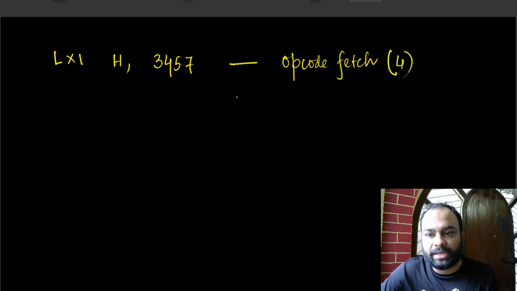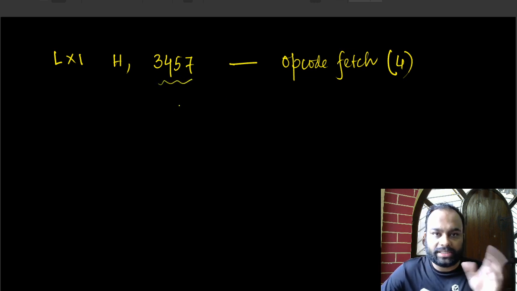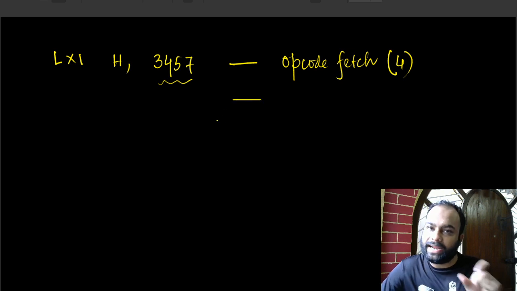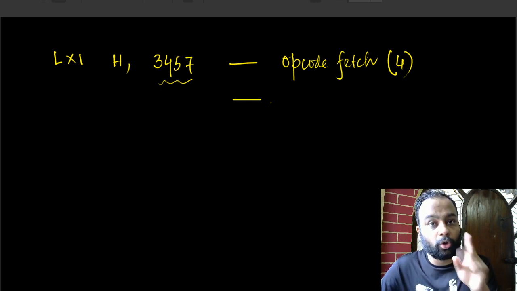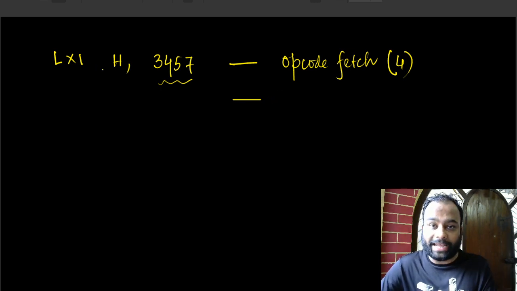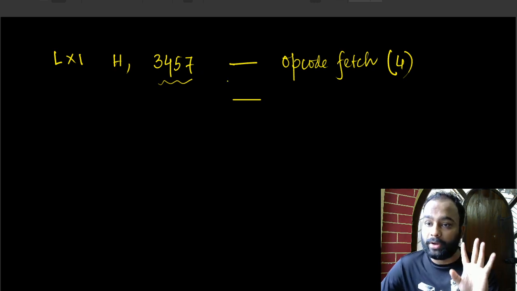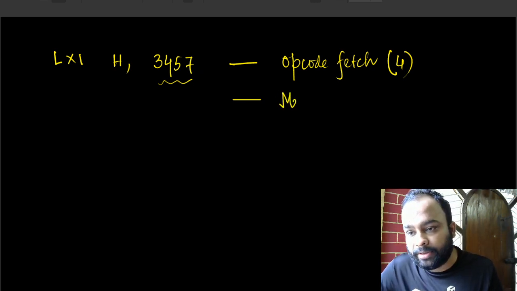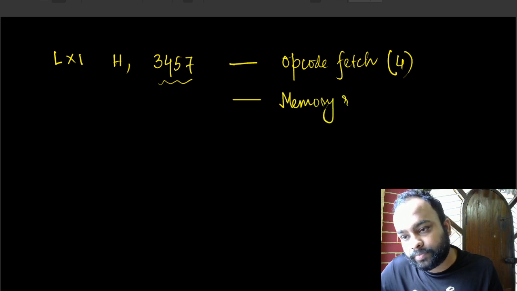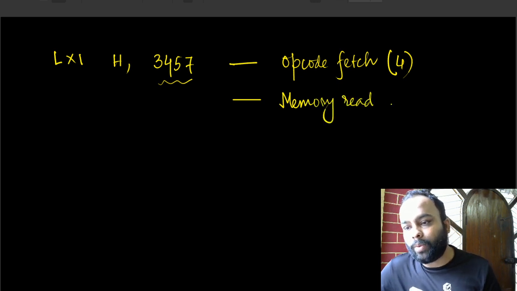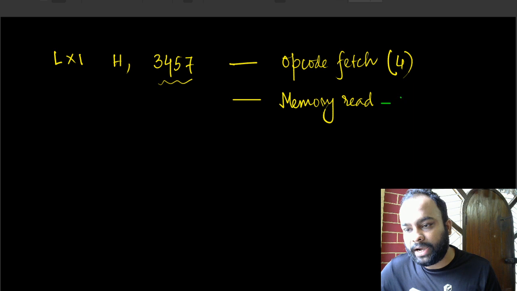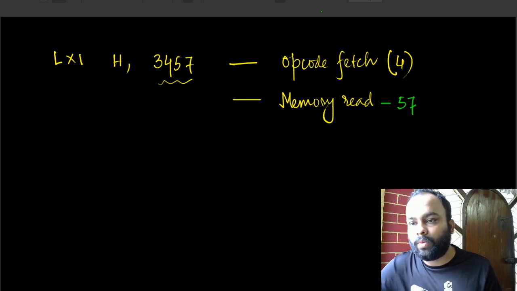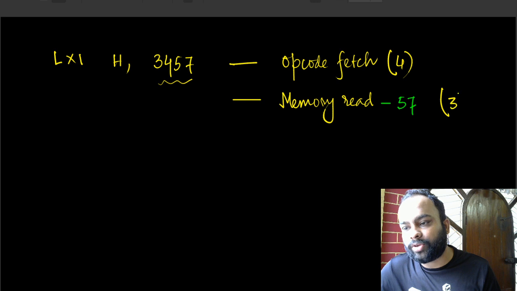So the next thing it will do is to read this entire data, which is 16-bit data. Now 16-bit data is read in 2 steps. First the lower order byte is read and then the higher order byte is read. So it will do 2 memory reads. So LXI, after the opcode fetch, does 2 memory reads, right? So it will do a memory read. What does it read? It reads 57, and this memory read is going to take 3 clock cycles.